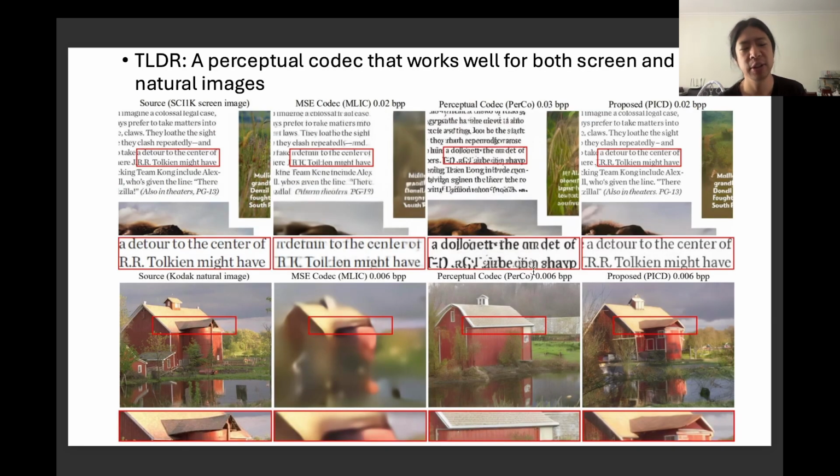In a sentence, this paper is about how to construct a perceptual codec that works very well for both screen contents and natural images. From the examples, we can see that our codec deals with the text content of screen images very well, and it also works pretty well for natural images that do not contain text.